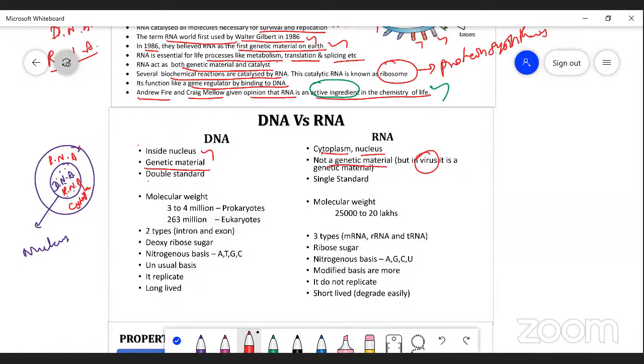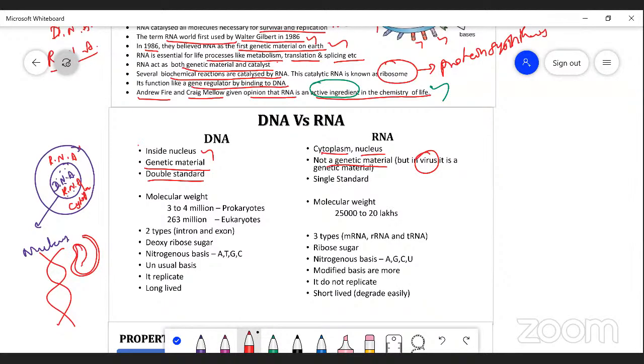DNA is double stranded. Already you know about the structure of DNA and RNA. The structure of DNA is double stranded, like this. RNA is single stranded.